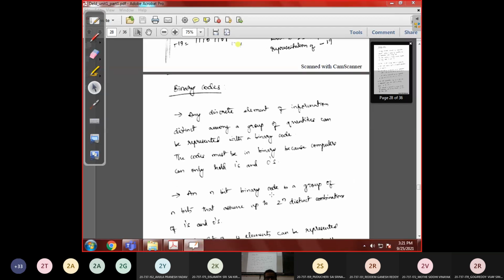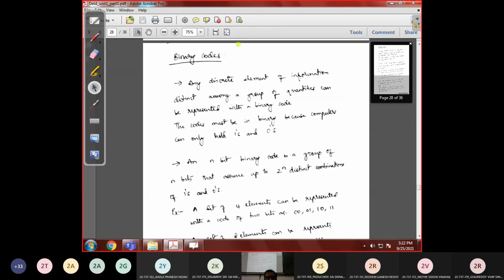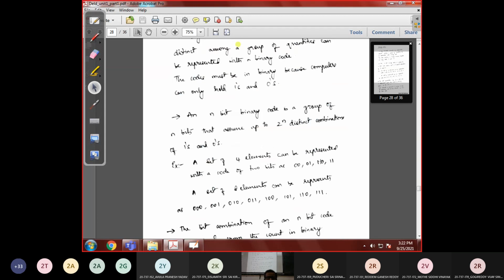For an n-bit binary code, we have n bits together that can assume 2 power n distinct combinations of 1 and 0. So a set of 4 elements can be represented with a code of 2 bits. The first element can be represented with the binary code 0, 0. The second element can be represented using 0, 1. The third element using 1, 0. And the fourth element using 1, 1. Am I clear to this point?